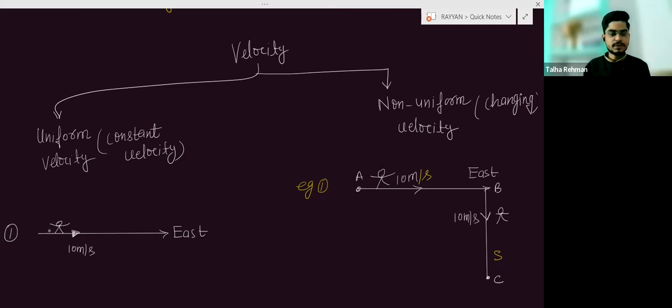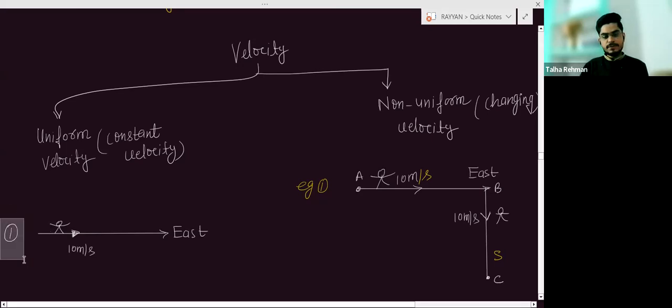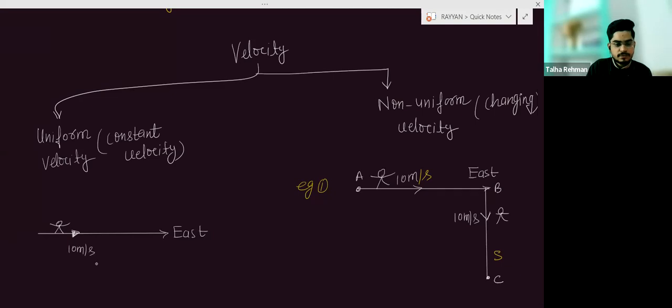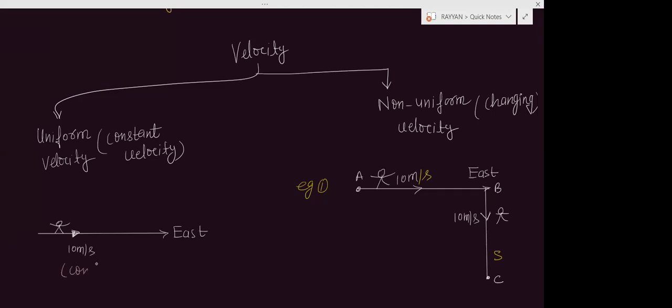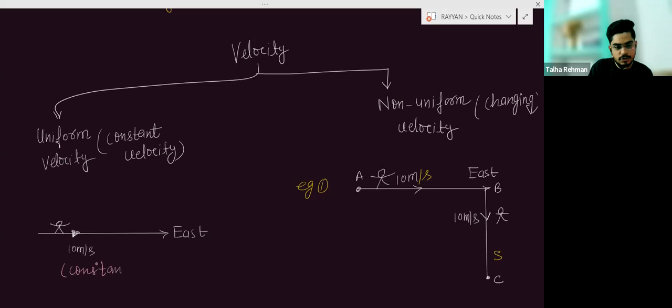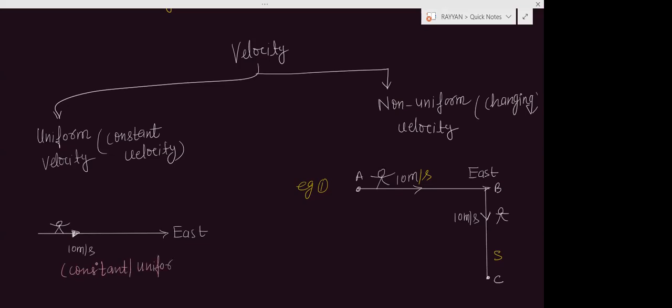Take the example. In this example, you can see this person is moving along east with 10 meter per second. So 10 meter per second is the magnitude and east is the direction. Neither the speed is changing nor the direction is changing. So this is the case of constant or uniform velocity.